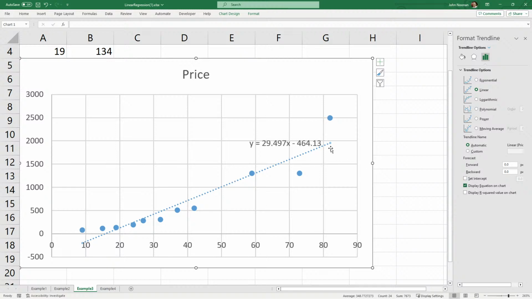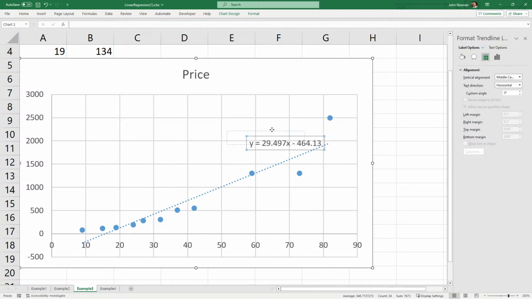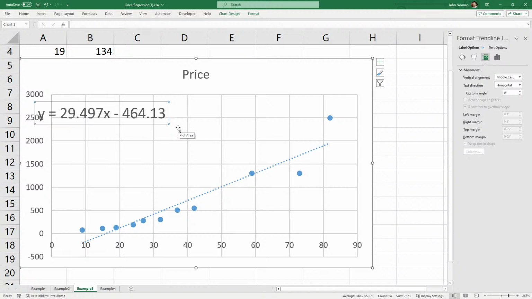Display equation on chart. That's what I wanted to do. So I've got my equation. It looks like my mouse is working properly. I'm going to make this bigger so that we can all see it and enjoy it. There it is.